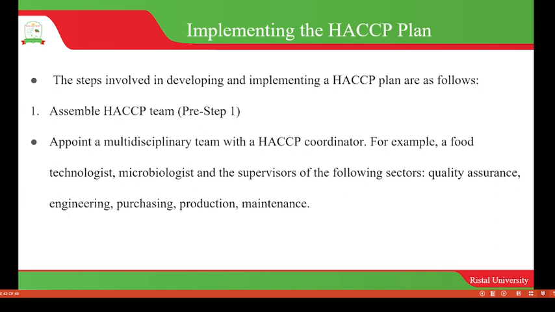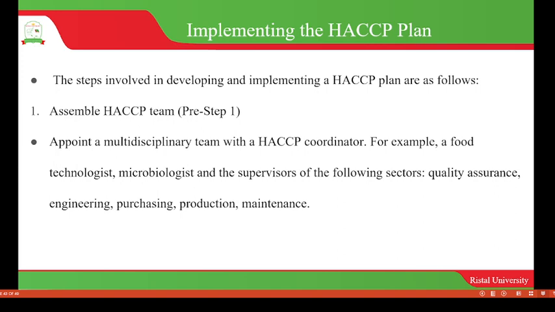So the first step, which is among the first 5 steps, is assemble the hazard analysis and critical control point team. And by this we mean you have to first of all appoint a multidisciplinary team with a hazard analysis and critical control point coordinator to coordinate these team members. And this multidisciplinary team can comprise food technologists, microbiologists, and then the supervisors of the following sectors: quality assurance, engineering, purchasing, production, and maintenance.